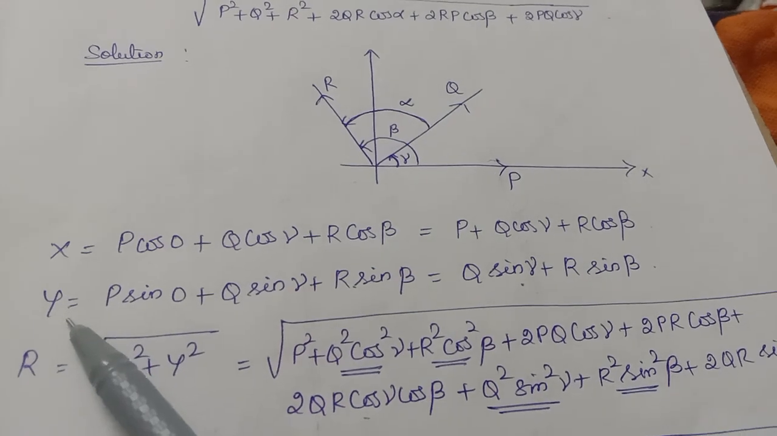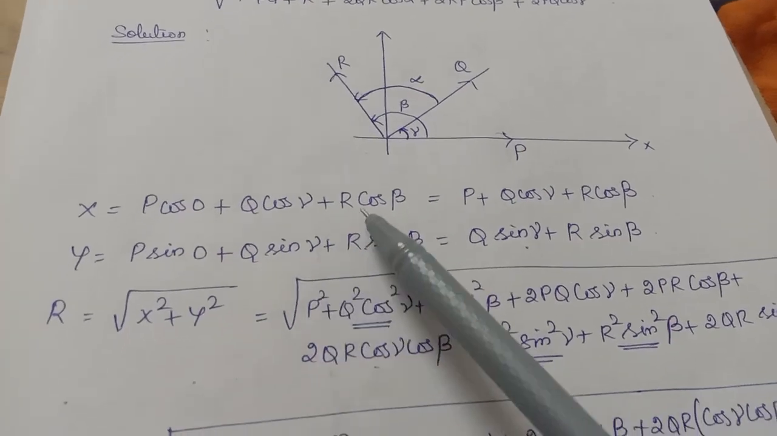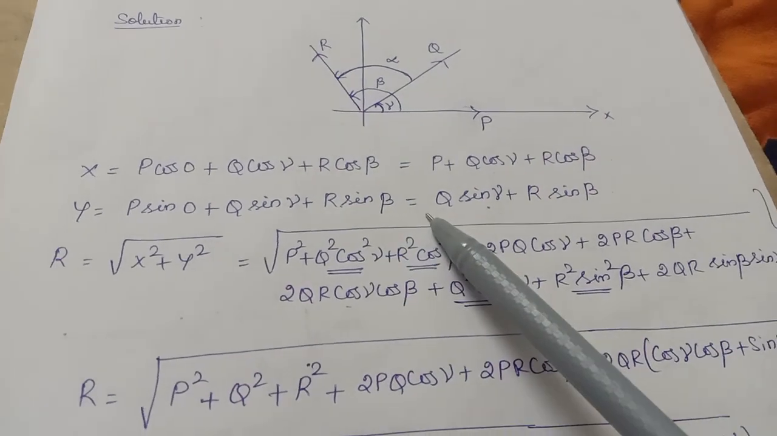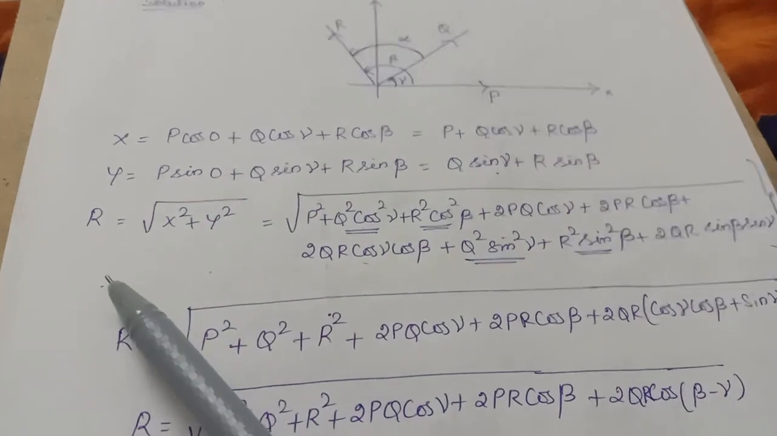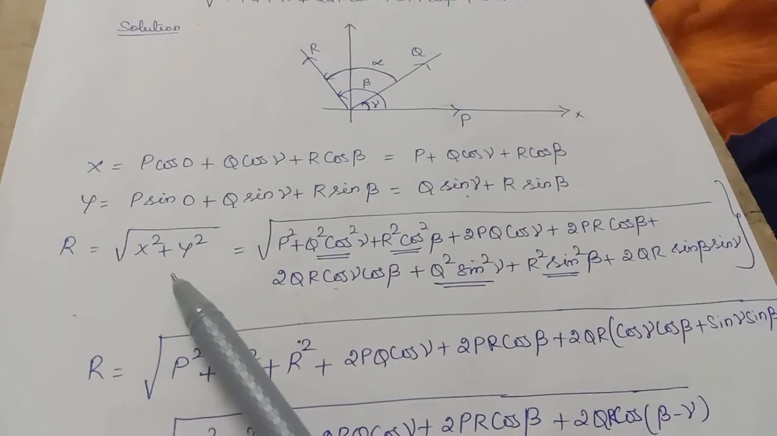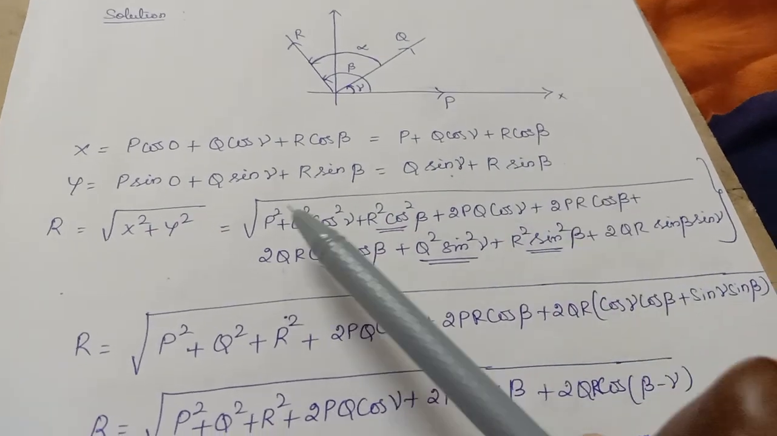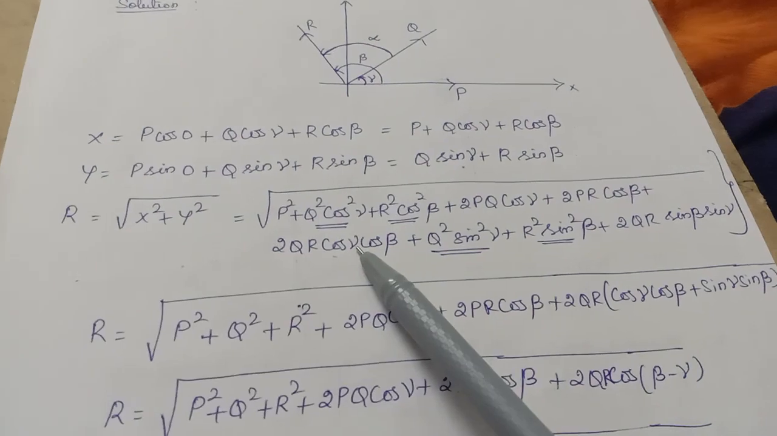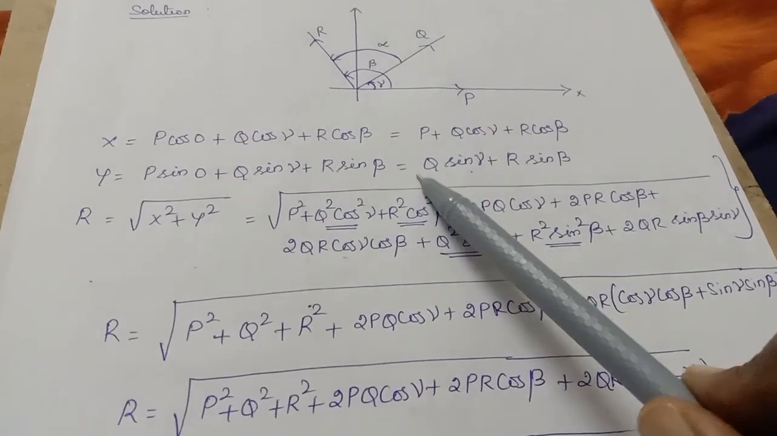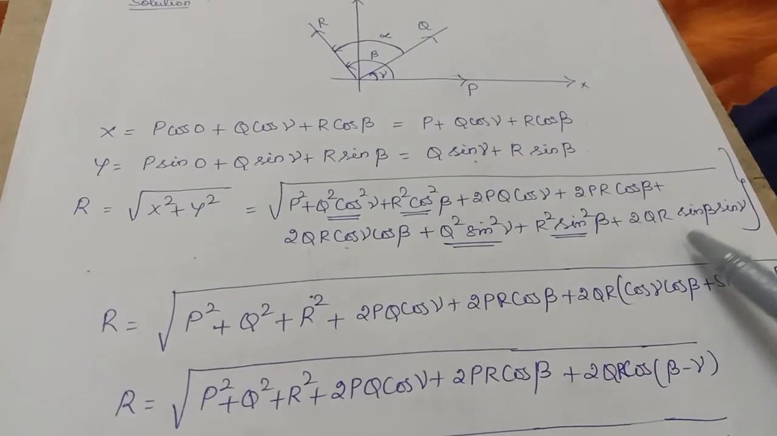And what about Y vertical component? Replace all cos by sin. So P sin 0 plus Q sin gamma plus R sin beta equal to, this is 0 no, so Q sin gamma plus R sin beta. So the resultant R equal to square root of x square plus y square equal to, this is like a plus b plus c the whole square, no? So a square plus b square plus c square plus 2ab plus 2bc plus 2ac, plus next y square. This is like a plus b the whole square. So a square plus b square plus 2ab.